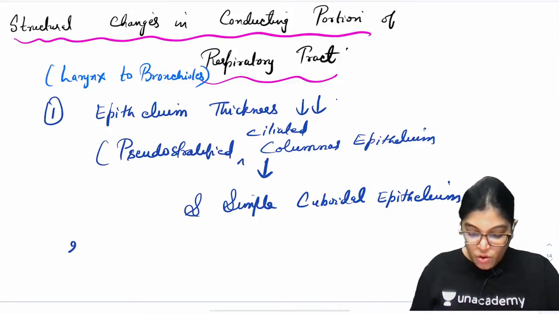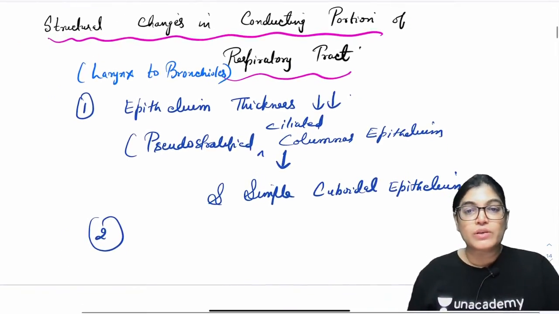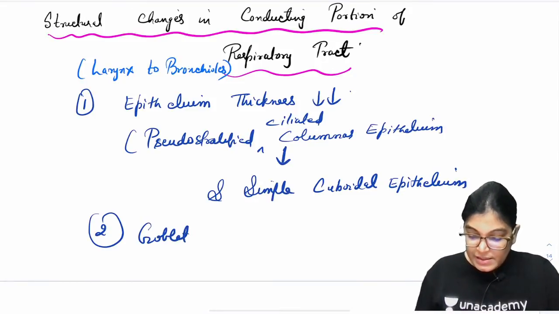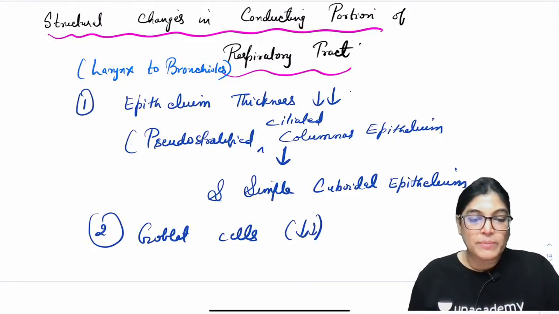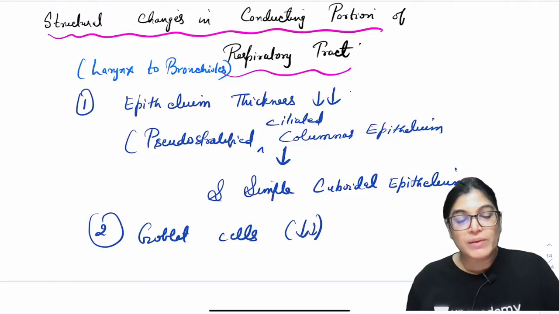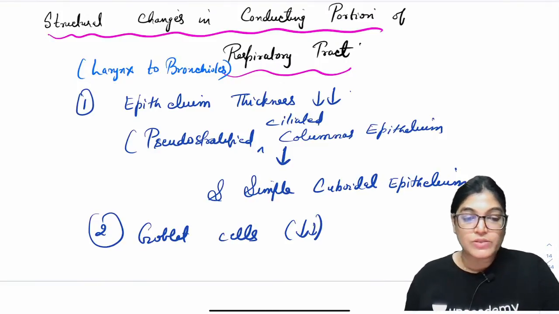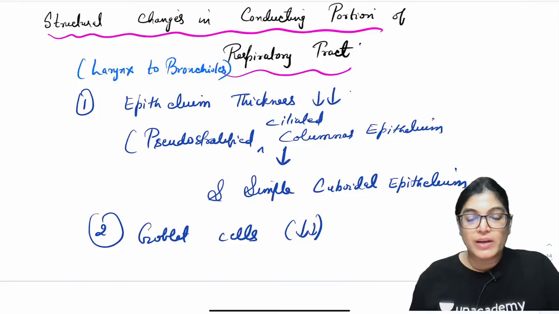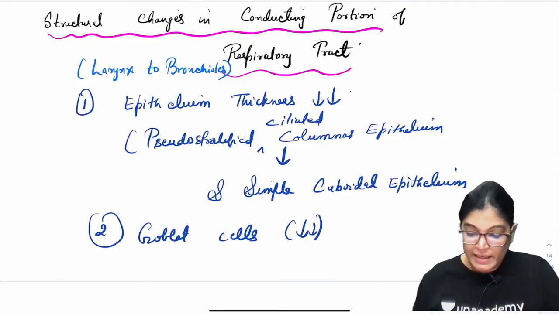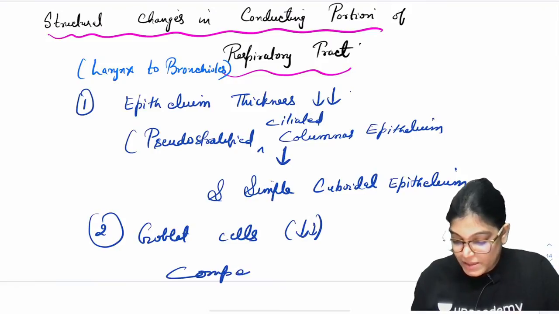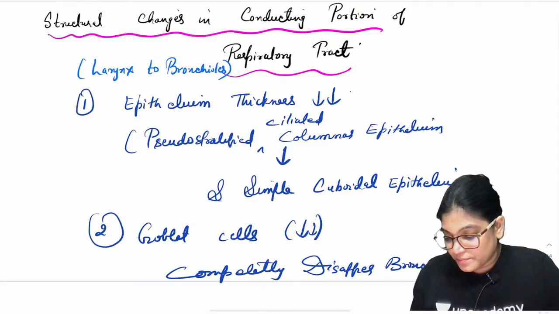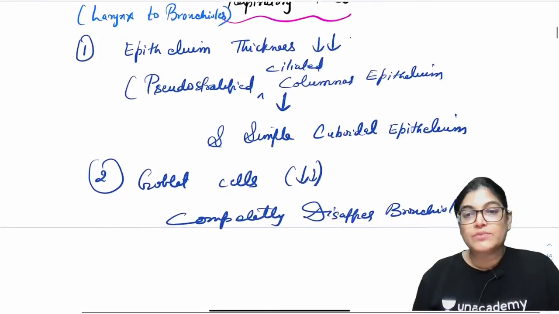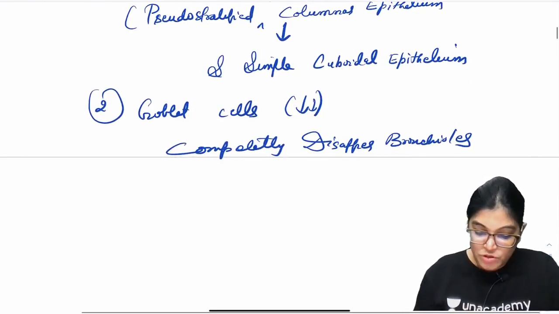The other important point is goblet cells. The goblet cells number will also decrease. What does this mean? When you move towards the level of bronchioles and reach the respiratory bronchioles or where the terminal bronchioles lie, it will be changing into Clara cells. So goblet cells will completely disappear in the bronchioles. So this was the second change. Moving on to the third change.